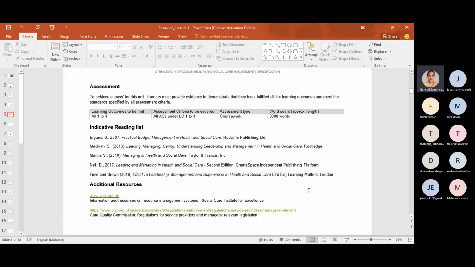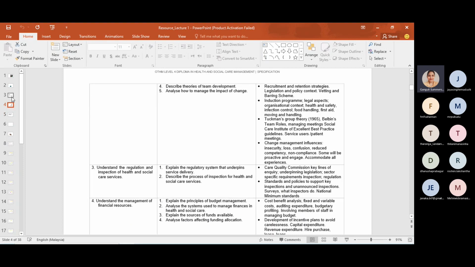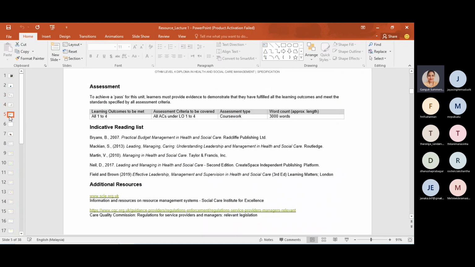3000 words, coursework, written assessment, and all the learning outcomes and all the assessment criteria should be covered in order for you to achieve a pass for this subject. Which means when you do the assessment, you have to write it in a way that it covers all the 4 learning outcomes and all these 13 assessment criteria. Then only you will get a pass for this subject.